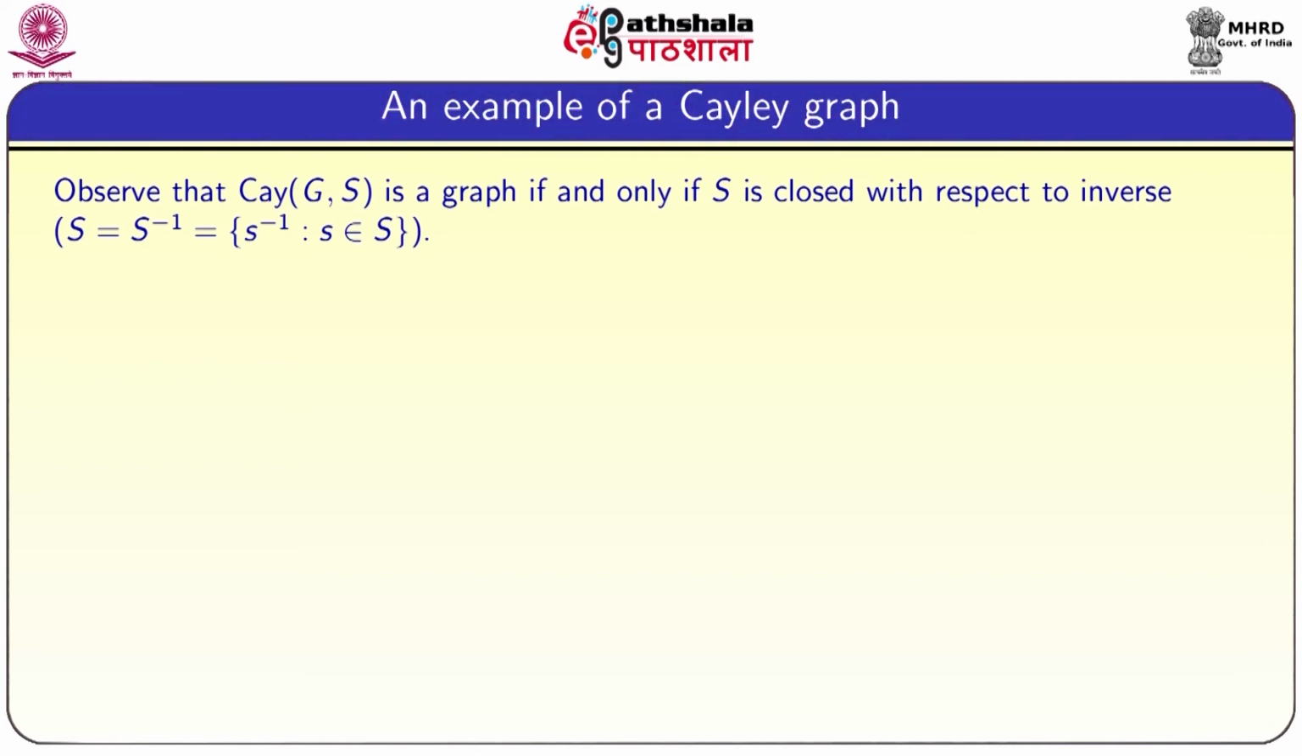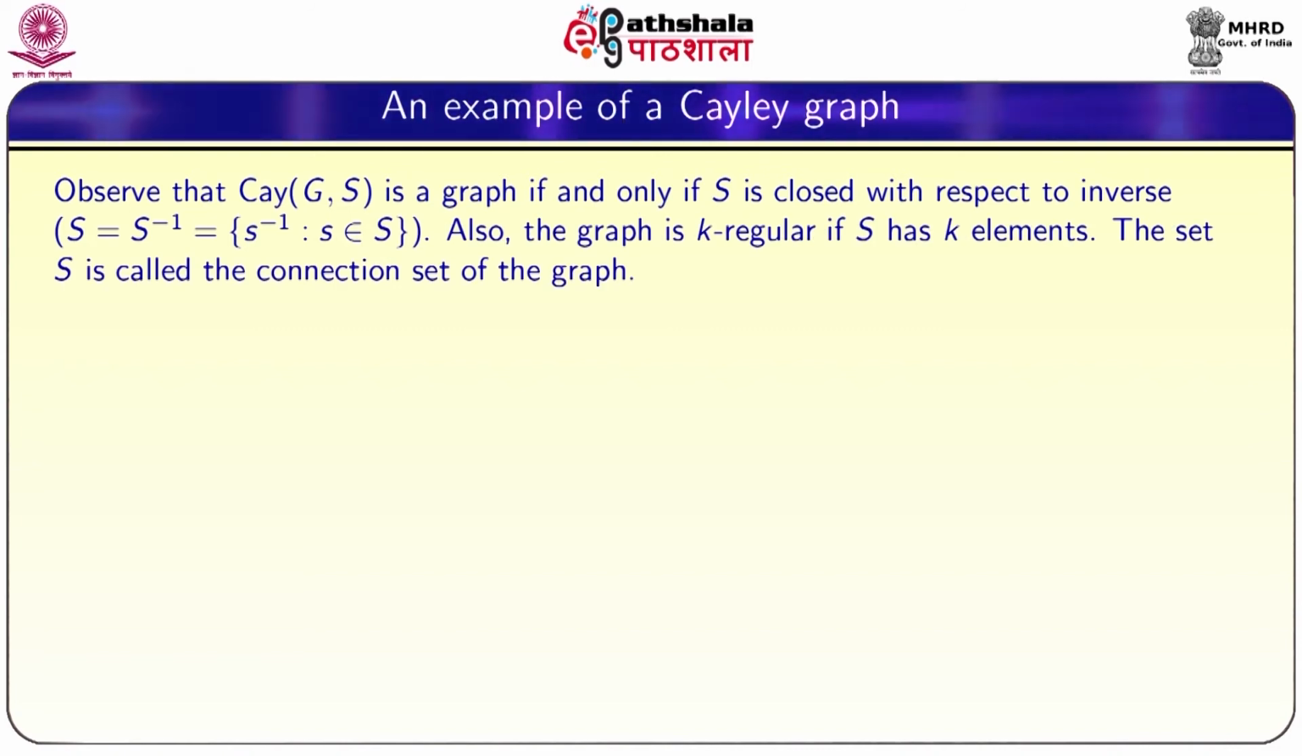Further observe that we do not take the identity 1. If you take 1 in the set, then we are going to have self loops. That is the only reason we do not consider 1. Also the graph is k-regular if S has k elements. The set S is called the connection set of the graph.